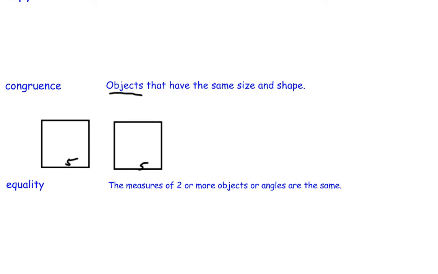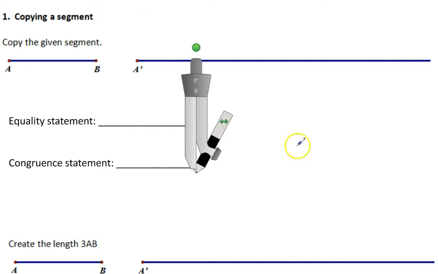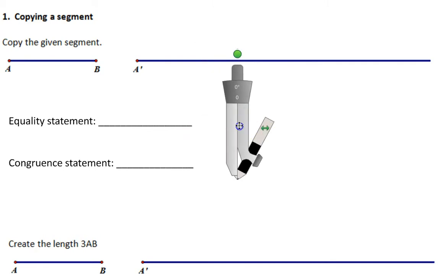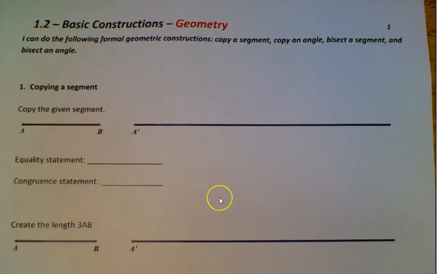So now that we have the vocabulary out of the way, I want to show you how to do 4 basic constructions. And there's going to be 2 ways I do constructions. Sometimes I'll use the smart tool, the electronic version. Other times I will use the paper. And this time I'm going to actually show you how to use a compass.